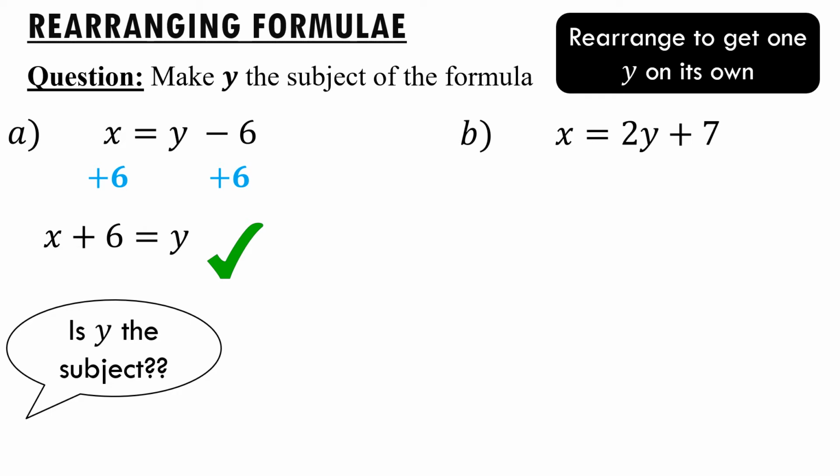So question B, again, we've got the plus 7 next to the y, so I'm going to move that first. So I end up with x minus 7 on the left-hand side and 2y on the right.